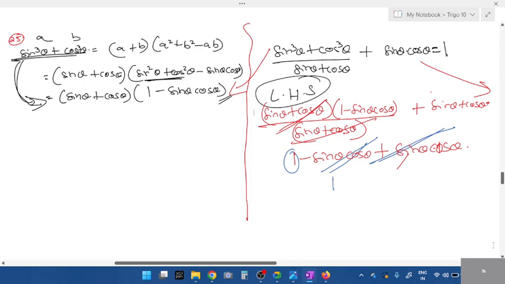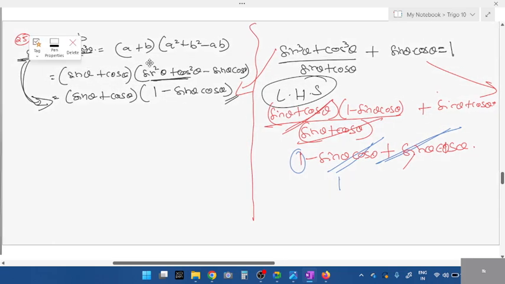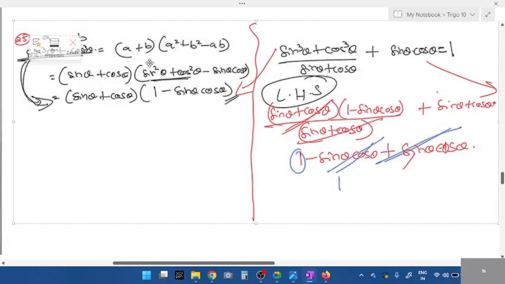Completed? All of you done? Okay, fine. Ruth, understood? Where did you go wrong, Ruth? Which step? Factorization, formula part. Okay.